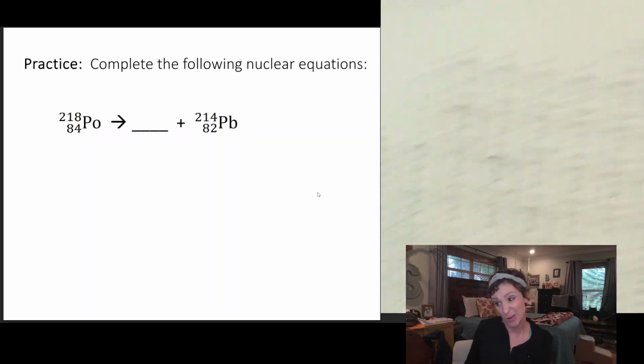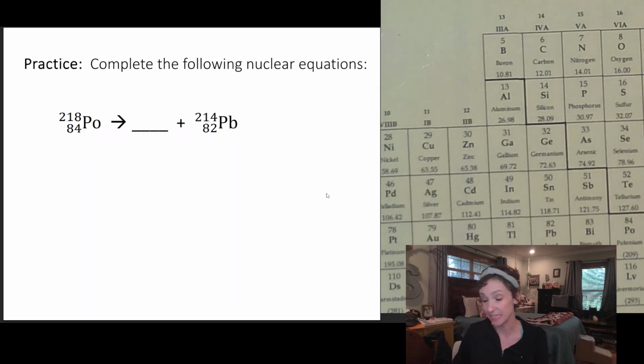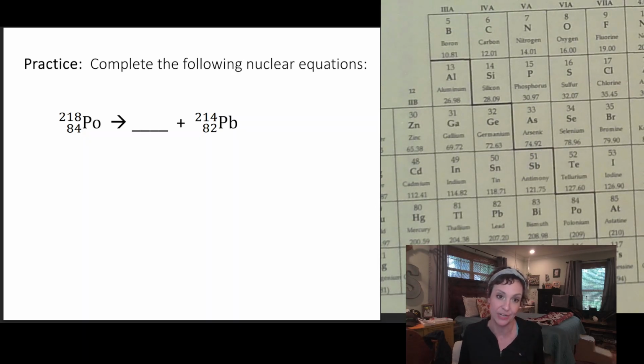I am going to zip my periodic table in here because this may be of aid to us when it comes to completing and balancing nuclear equations.